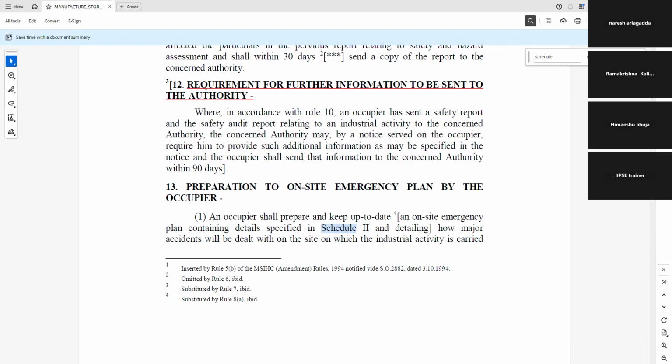Initially, you have made your safety report with your process descriptions, everything with the safety controls you had. Later, if the authority is specifically asking for any specific data in addition to the report which you have submitted, we have to reply to that authority within 90 days with the additional information attached to their letter. That is about further information that needs to be given to the authority.